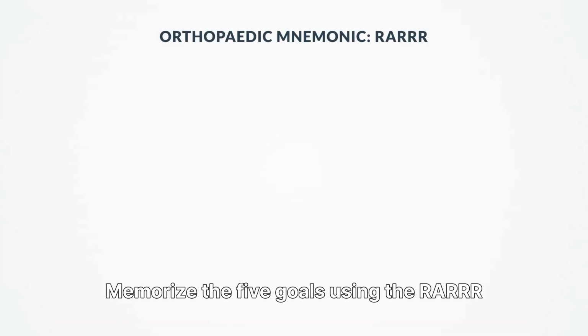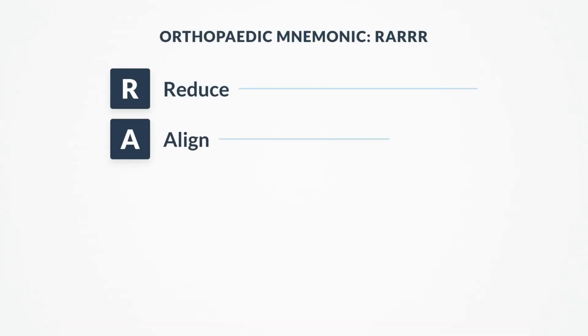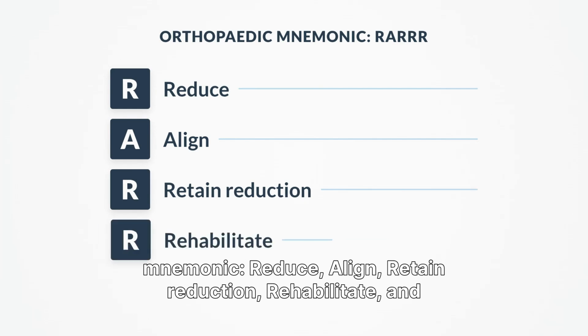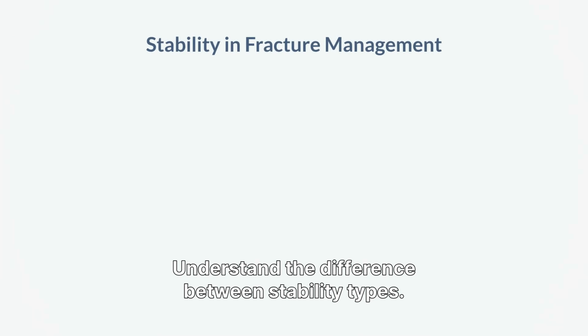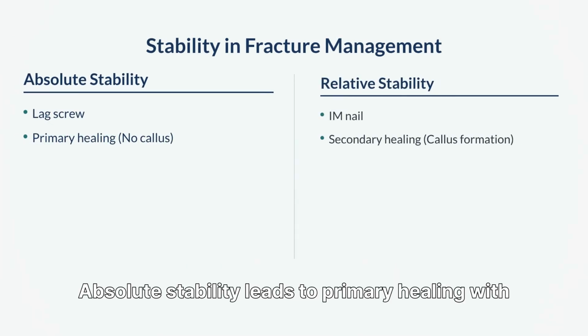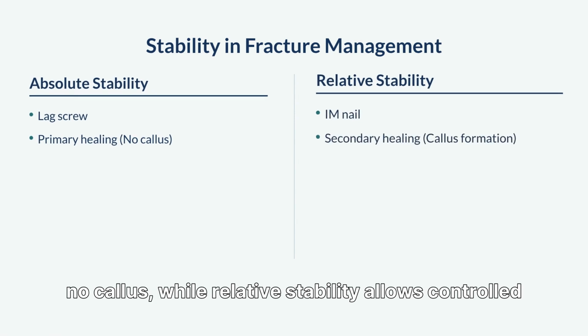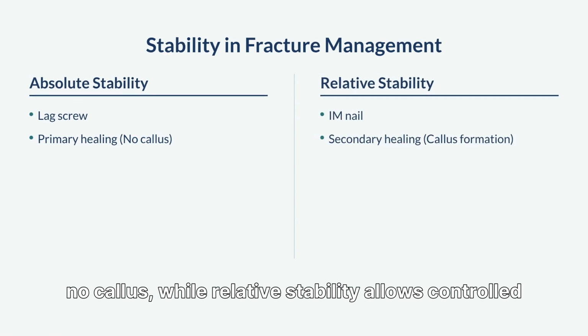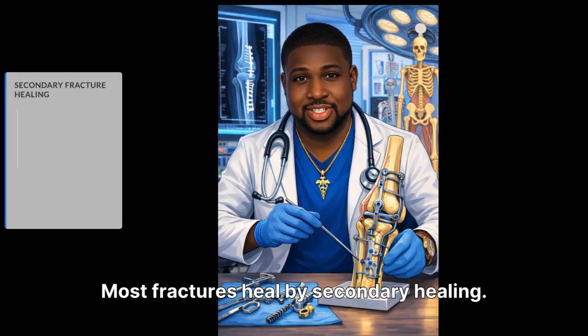Memorize the 5 goals using the RARRR mnemonic. Reduce, align, retain reduction, rehabilitate, and restore function. Understand the difference between stability types. Absolute stability leads to primary healing with no callus, while relative stability allows controlled motion and secondary healing. Most fractures heal by secondary healing.